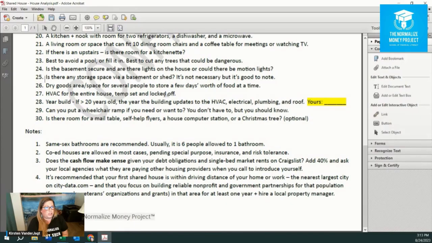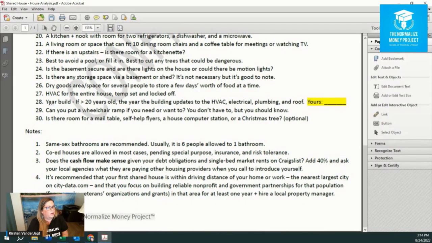Number 27, HVAC for the entire house. The temperature is set and then locked off. We set our houses to 75 degrees, and then we put a lock over them, so our maintenance crew is the only one that can get into that. And we just let people know that it's 75 degrees all year round. They can put on a jacket or they can put on a tank top.